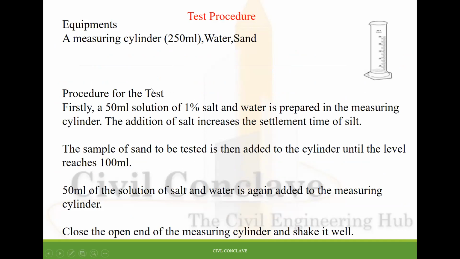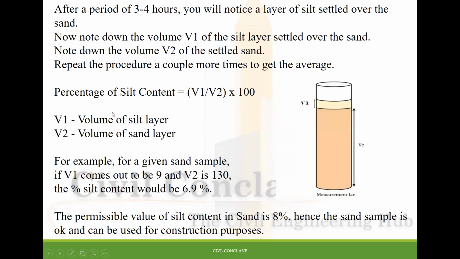What we require is a silt jar. First, a 50 ml solution of 1% salt in water is prepared in the measuring cylinder. The purpose of adding salt is to increase the settlement of the sand. The sample of the sand to be tested is then added to the cylinder until the level reaches 100 ml. 50 ml of the solution of salt and water is again added to the measuring cylinder. Close the open end and shake it very well. After a period of 3-4 hours, you can notice the settling.